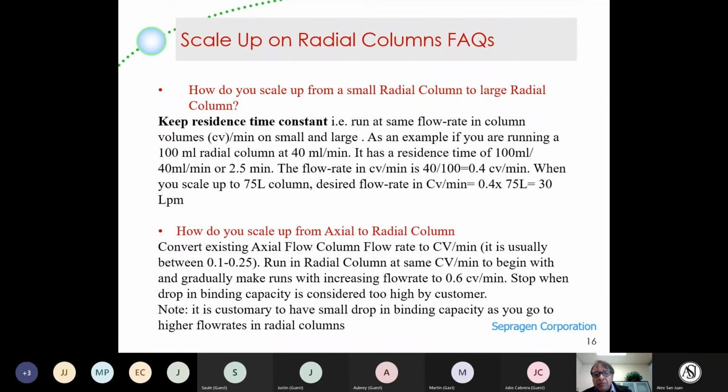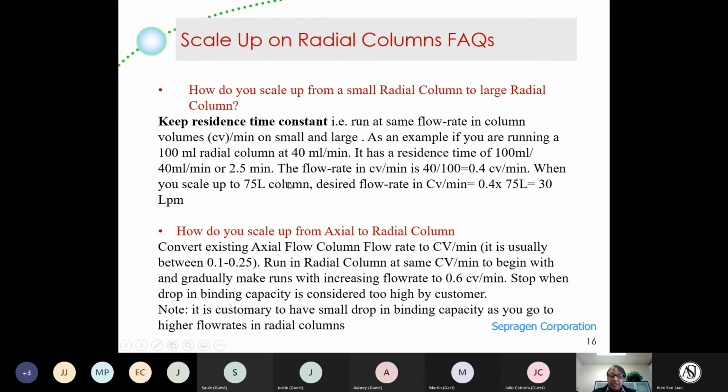And then how are radial flow columns scaled up? Because these are bind-and-elute separations, we suggest that you keep residence time constant. Once you've developed the process on a small scale, you simply maintain the same residence time on a large scale. So if you're running at 0.4 bed volume per minute on a small lab column, a 100 mL column, that would be 40 mL per minute.